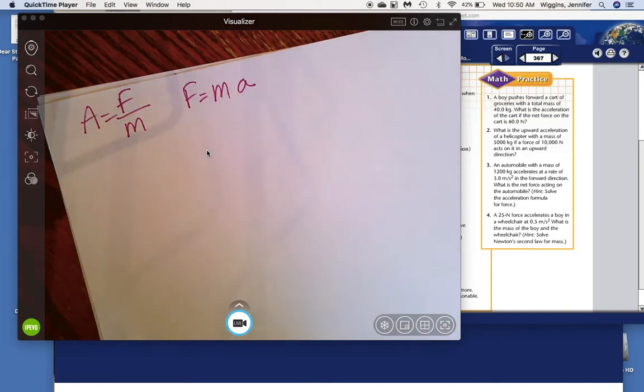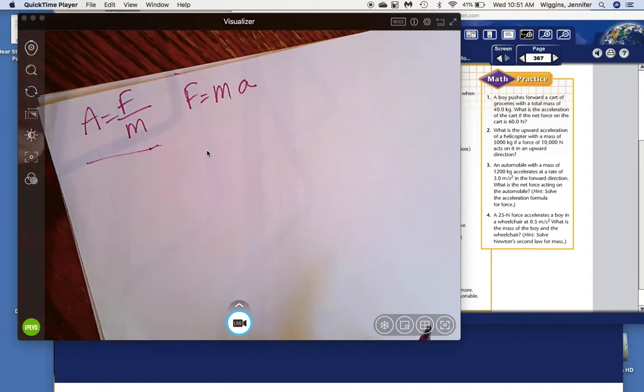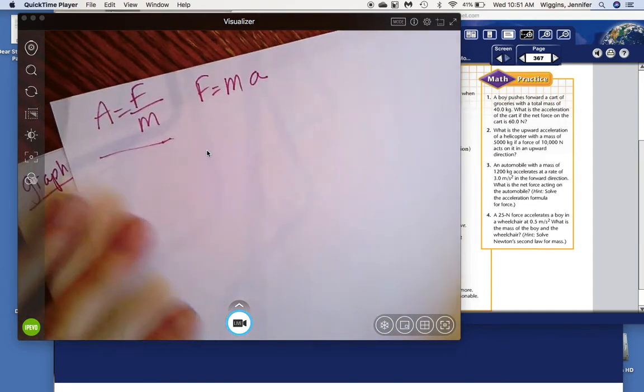The formula that goes with Newton's second law is this one: acceleration equals force over mass. They're just talking about the relationship between acceleration, force, and mass. Like, how much force do you have to put in if it's a big mass. So that's what I'm going to talk about.